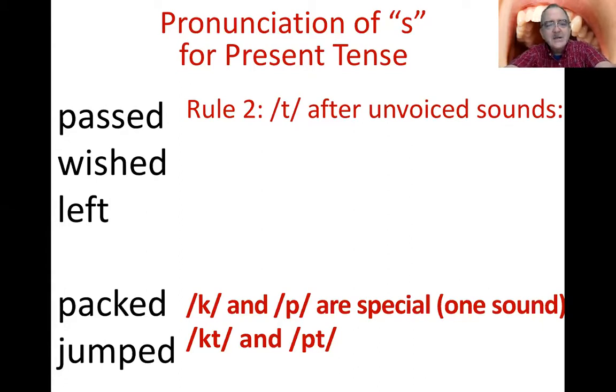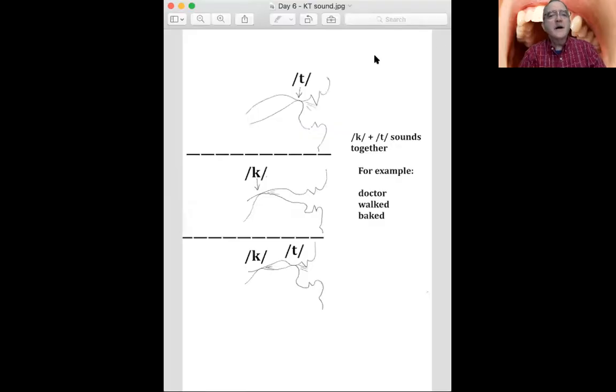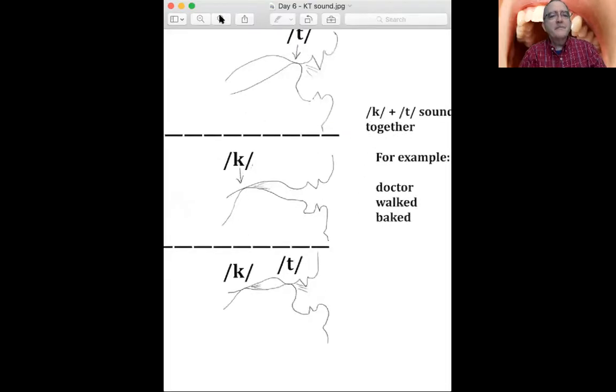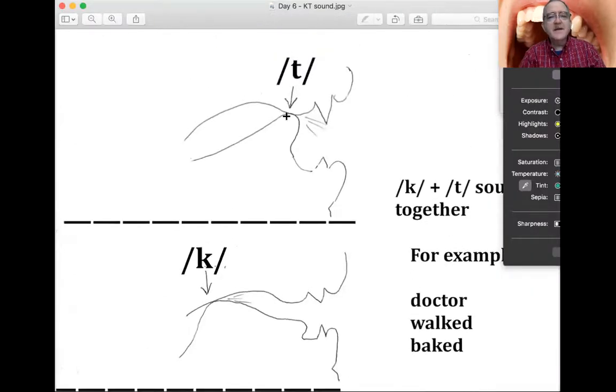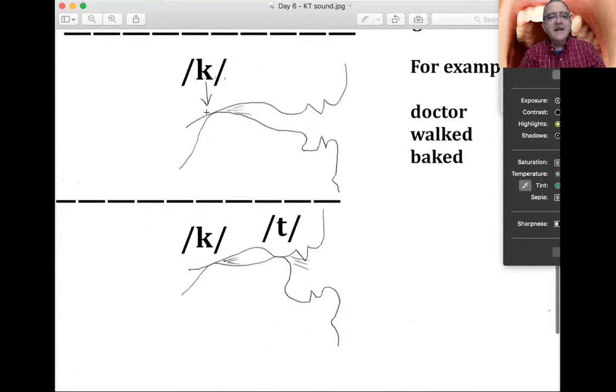Packed, packed. Okay, packed. The K and the T are special. They're one sound. And the P and the T are one sound. Let me show you real quick here. All right, now this is very important. Here is the T sound. See where it's made in the mouth? Right behind the teeth. And the K sound, it's made in the velum.